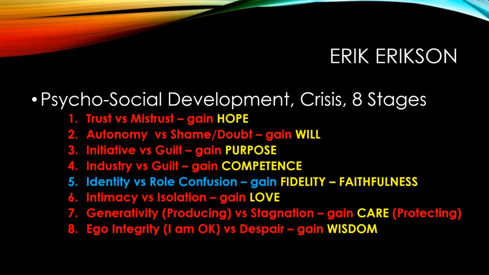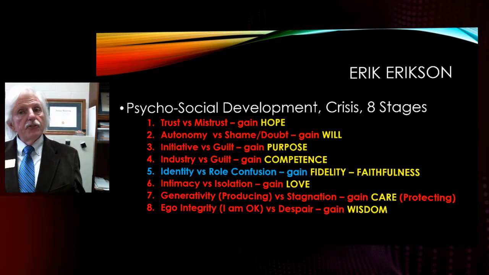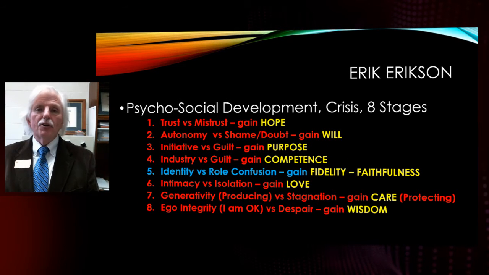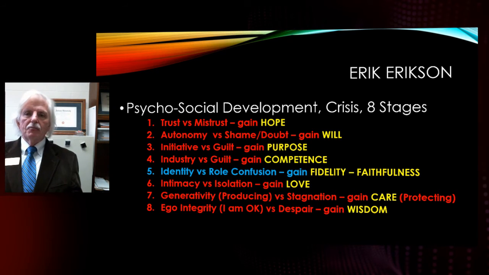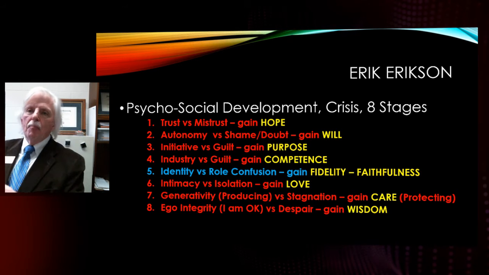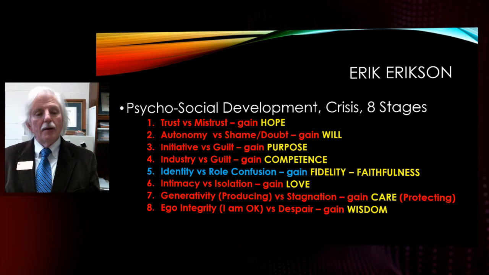Number 2, the potty training stage, the crisis is autonomy versus shame. Autonomy, I'm independent, I can do this, I'm successful, versus shame and doubt. And what you'll gain if you solve that is that you'll have the will to go on, the will to be even a better person, because now I have some autonomy. I'm not a part of that person, I'm me. And that's just the beginning of learning about me.